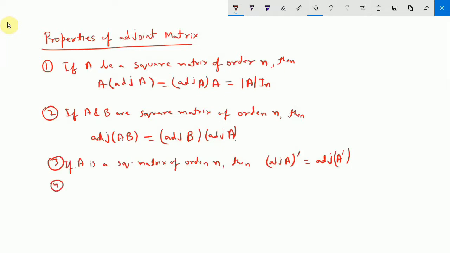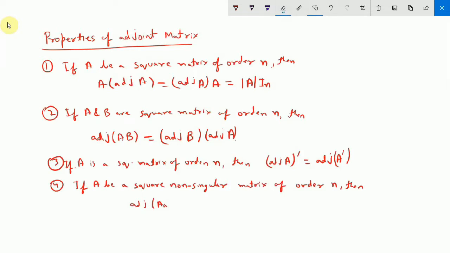Fourth property is, if A is a square non-singular matrix of order n, where non-singular means determinant of A is not zero, then the determinant of adjoint of A will be equal to determinant of A to the power n minus 1.